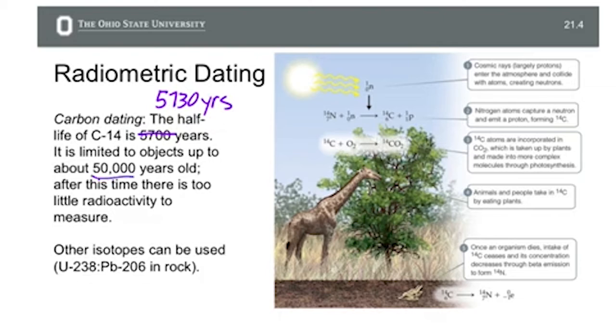And we're limited to a certain age range, up to about 50,000 years old. Beyond that, there's just so little radioactivity that you can't really measure it. Now, carbon dating only works for things that were living, so plants, animals, things like that. But other isotopes can be used to date inanimate objects or things that weren't living. The ratio of uranium-238 to lead-206 can be used to date rocks.